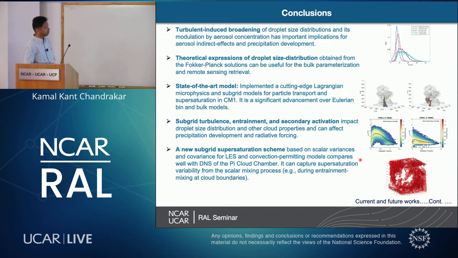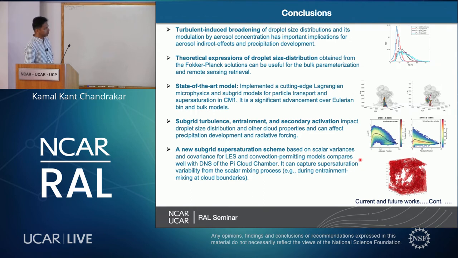This modeling tool has an advantage compared to the earlier bin and bulk microphysics schemes and can serve as a benchmark for future parameterization development. We also showed that subgrid-scale turbulence is important for cumulus cloud properties, as well as entrainment and secondary activation of aerosol particles, which affects the spectral width, and that can affect the precipitation development and radiative forcing.